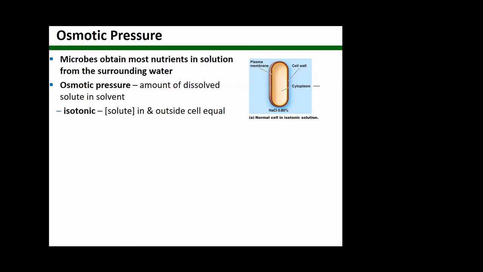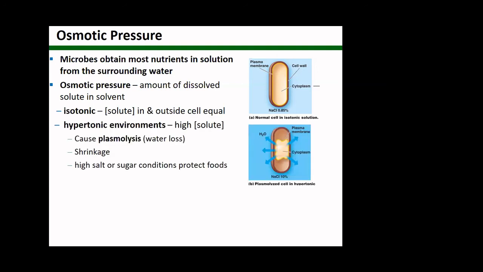So in an isotonic solution, the salt and water concentrations inside the cell and outside the cell are equal, okay? The cell is happy and fine. In a hypertonic environment, you have a high salt concentration outside the cell. Remember, water follows salt, so water goes outside of the cell to try to dilute that high salt concentration and it comes out of the cytoplasm, so it causes plasmolysis, or the shrinkage of the cytoplasm inside the cell, and this can kill the cell.